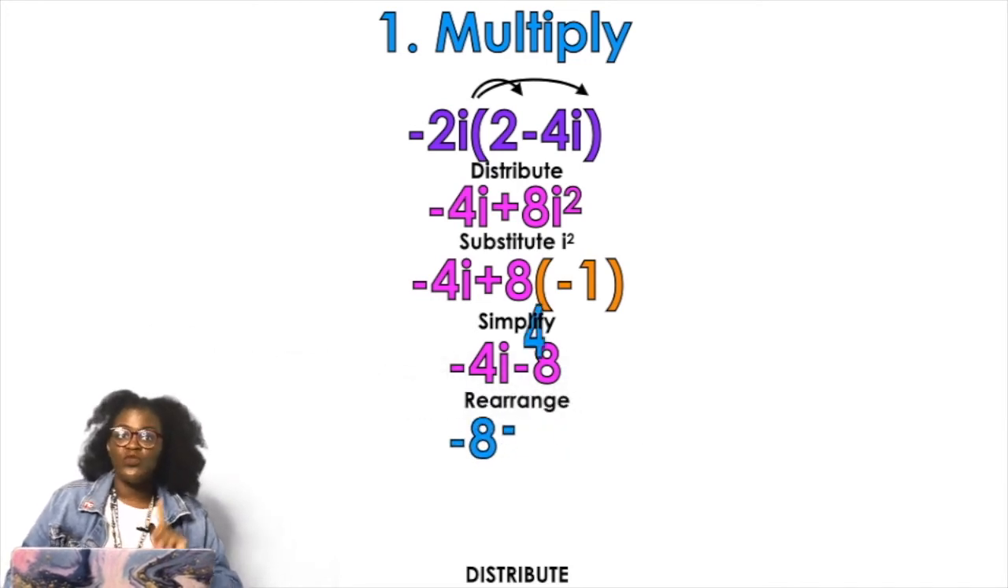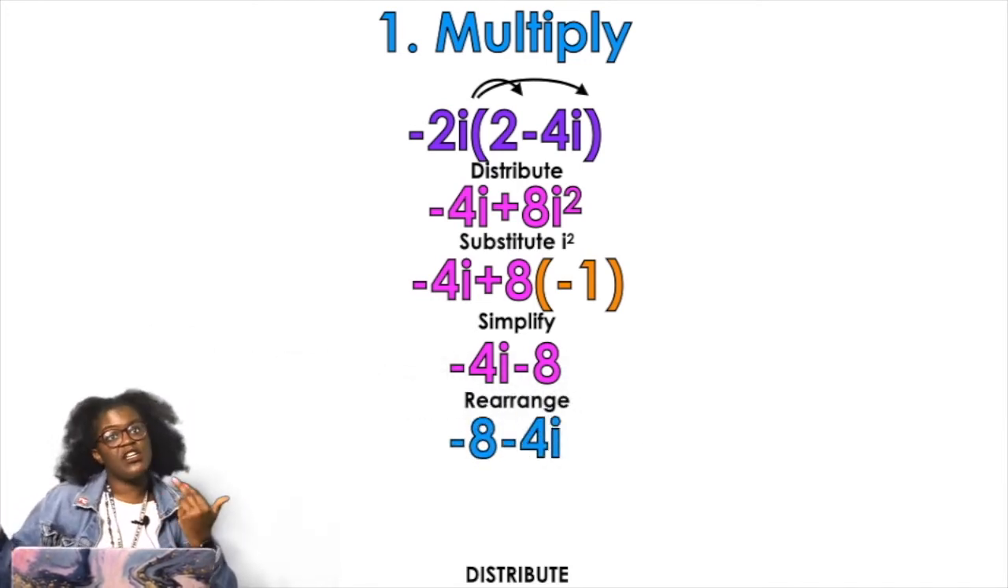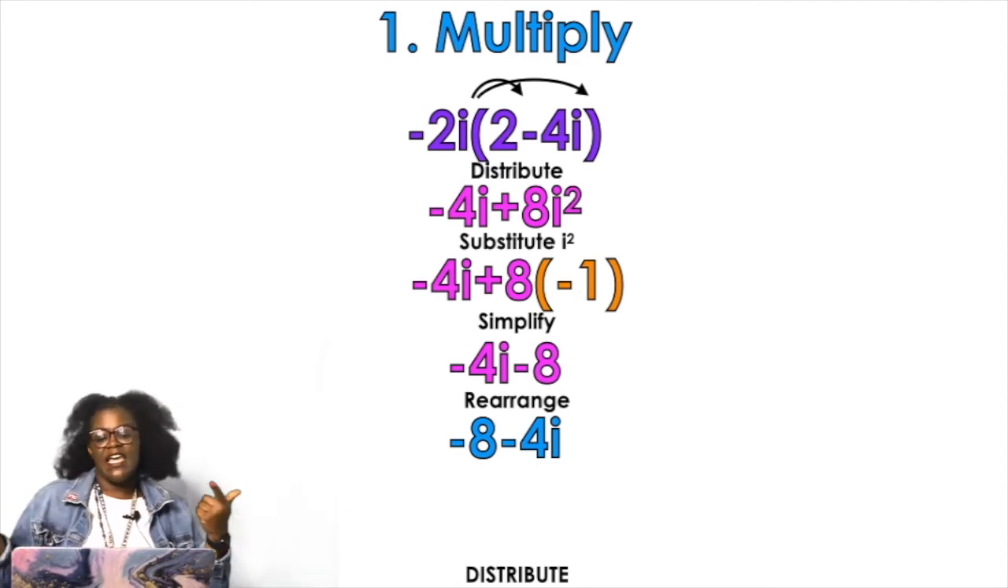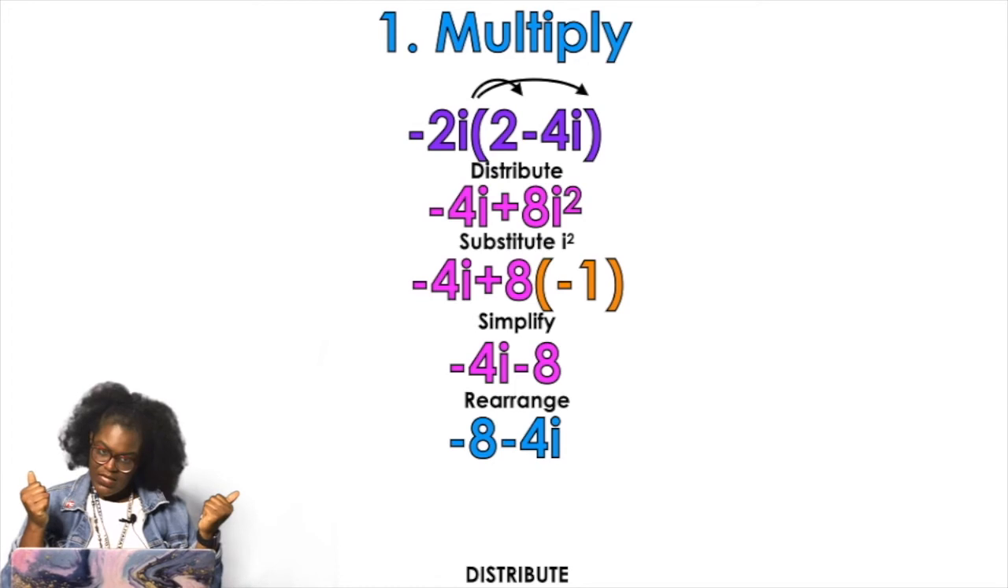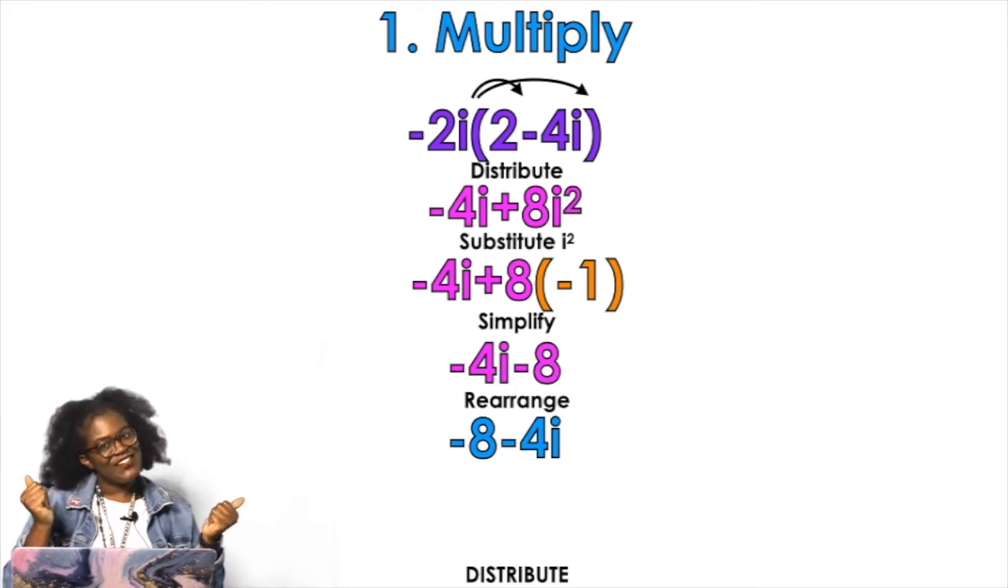But we like the real to come first and the imaginary to come second. So we rearrange that, and negative 8 minus 4i is actually the answer.